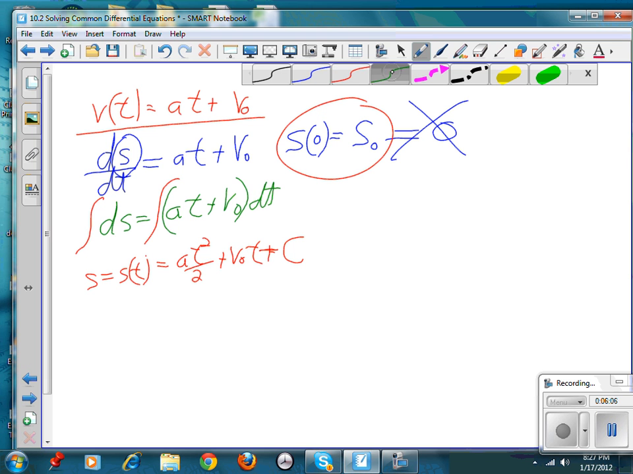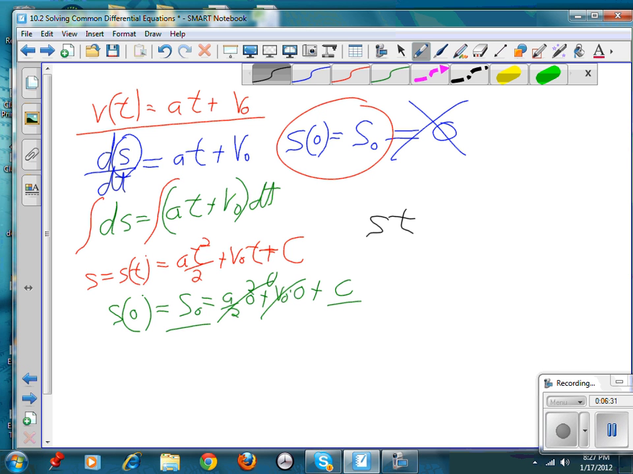Plug in my initial condition, and what do I get? Well, S sub 0 is equal to A over 2 times 0 squared plus V0 times 0 plus C. These are 0. C is equal to S0. So, grand finale, I get S sub t, displacement, is going to be A over 2 t squared plus V0 times t plus S sub 0.